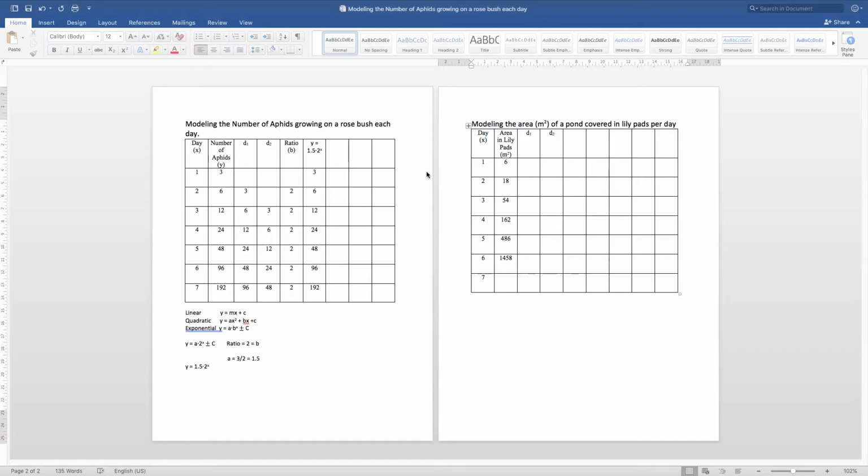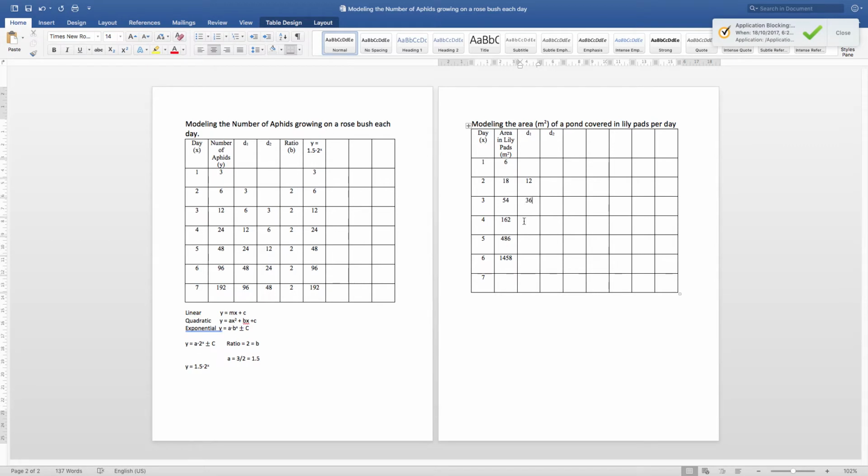The second problem here is that we are modeling the area of lily pads covering a pond per day. So again, we'd go ahead and do the first differences. So you can see that we've got 12, here we've got 24. Is it 24? Yep. The next one would be 54 minus 18, which is equal to 36. So there's 36.